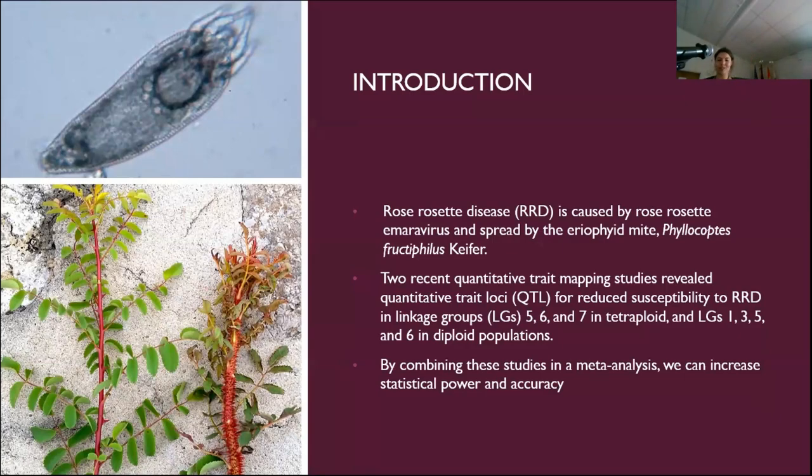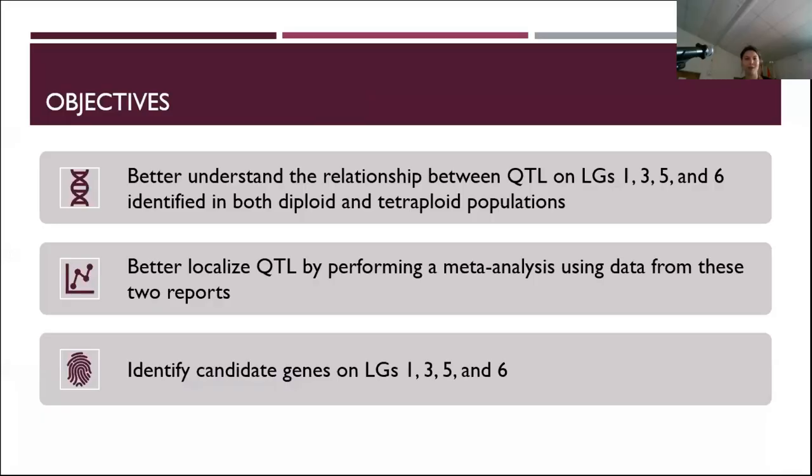So what I wanted to do with this meta-analysis, my main objectives, were to integrate these studies to get a better understanding of the relationship between diploids and tetraploids. Are they co-localizing? Are they in the same location? And then by doing this meta-analysis, being able to narrow down those regions that also focuses our candidate gene search.